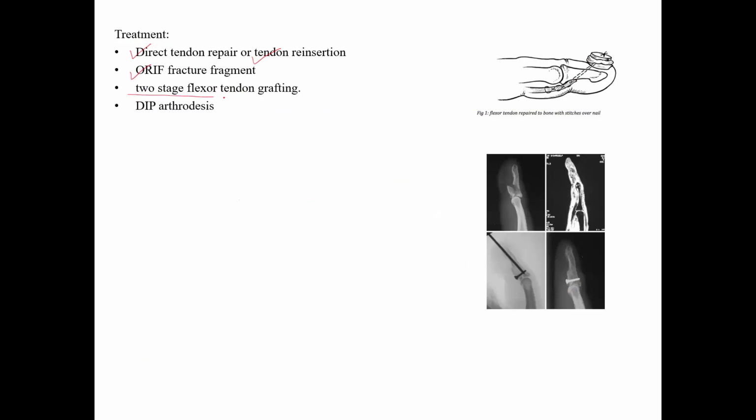If patient is coming late, we need to go for two stage. So we need to harvest the tendon from the other side, and we need to reconstruct by doing grafting. And if patient is coming very late with arthritis, then the only option left is arthrodesis. What is arthrodesis? It is the fusion of the joint in required position. It's a trans-surgical fusion. So if patient is having avulsion of the flexor attachment of the muscle, it's a jersey finger.